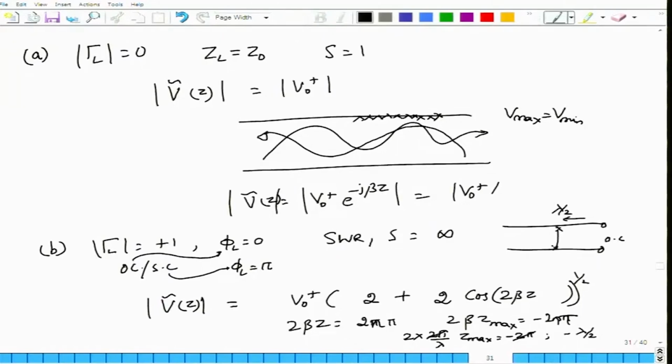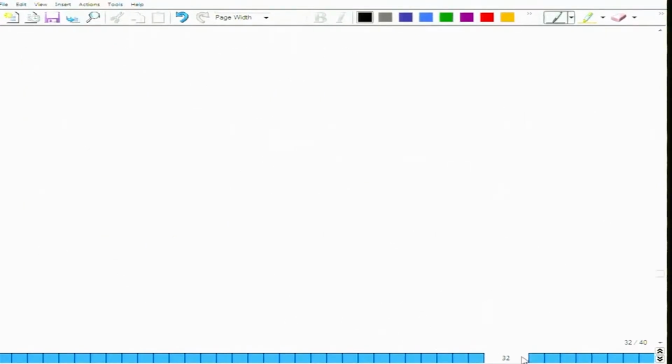Of course, in this case there is one maximum right on the load itself. So, I forgot about that one. What it means is that there will be a voltage maxima, then a minima, and one more maxima, and the distance between the two maxima happens to be lambda by 2. Clearly, the distance between maxima and minima will be lambda by 4, as you can easily verify.